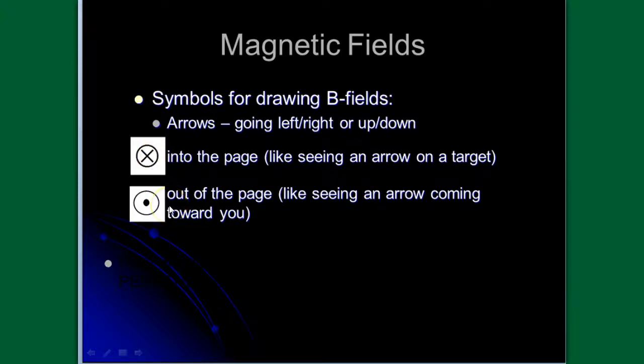The best way to remember these is imagine that you're shooting an arrow. If you're shooting an arrow into the page in front of you, what you see is the back of the arrow, the cross of the, maybe the feathers of the arrow, you might imagine. If you see an arrow coming toward you, coming out of the page toward you, all you see is the point of the arrow there, which would indicate the dot. All right, so this is three-dimensional stuff.